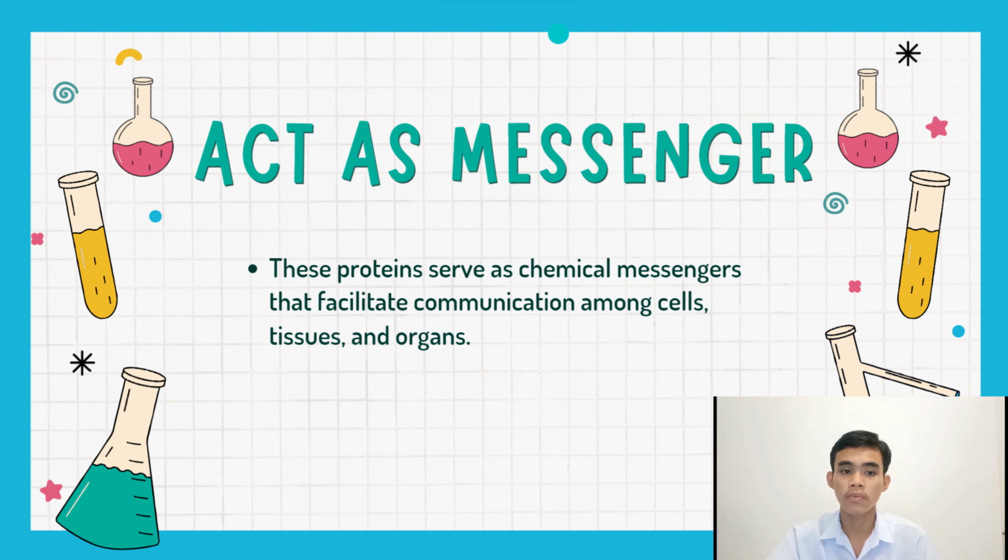And finally, number 5, acts as a messenger. These proteins serve as chemical messengers that facilitate communication among cells, tissues, and organs. So, proteins can also act as chemical messengers that carry communications in cells, tissues, and organs. These chemical proteins are hormones and neurotransmitters.